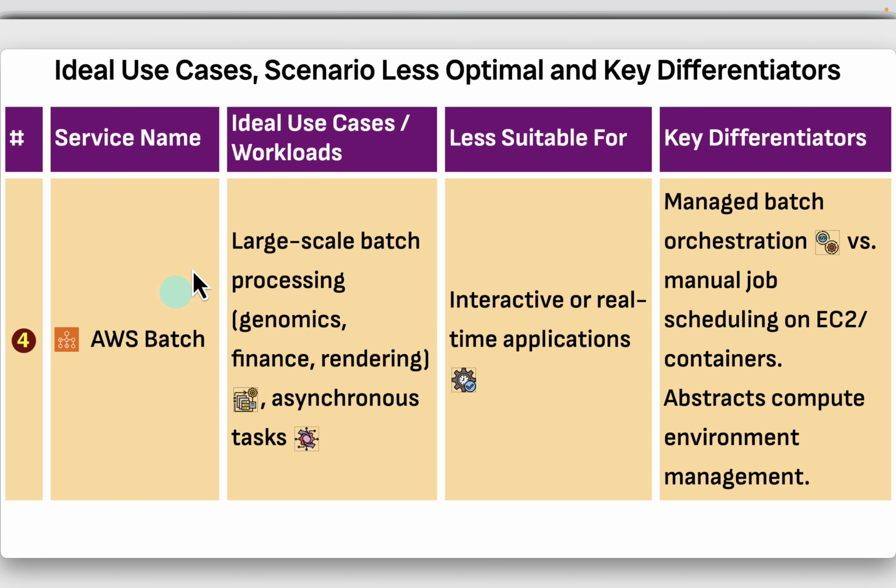Next, AWS Batch. Ideal use cases are large scale batch processing, for example genomics, finance, rendering, and asynchronous tasks. Less suitable for interactive or real-time applications. Key differentiators are managed batch orchestration versus manual job scheduling on EC2 containers. It abstracts compute environment management.